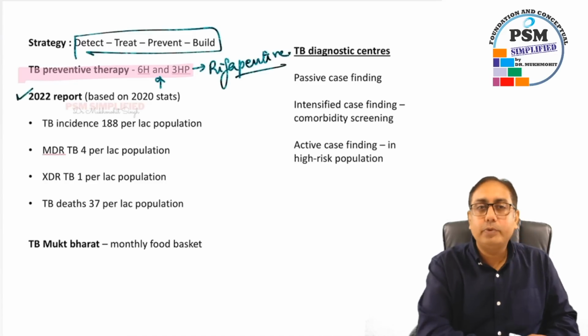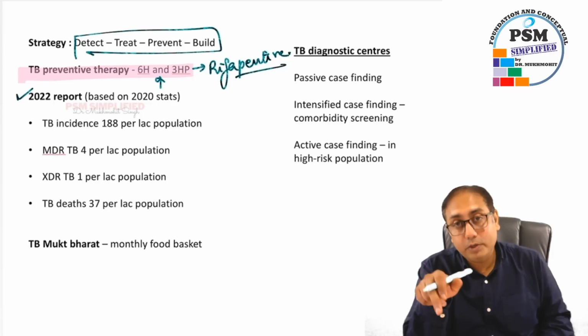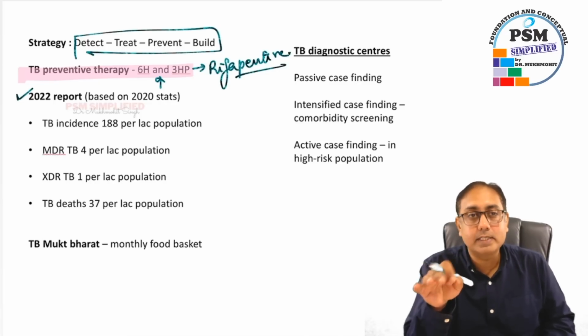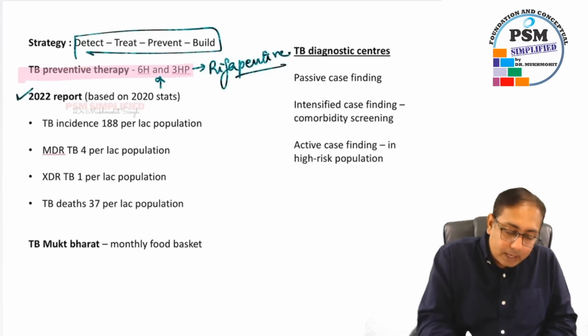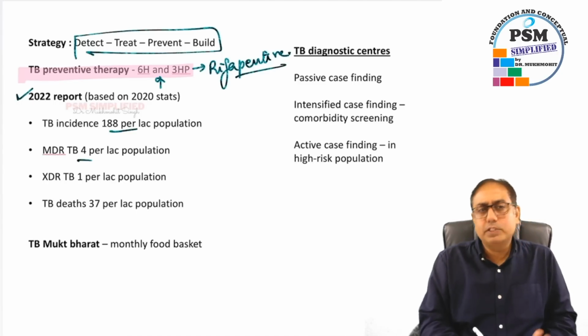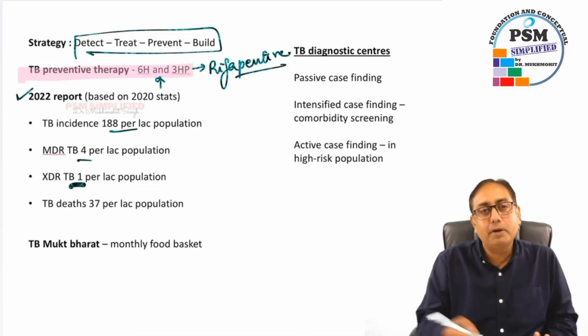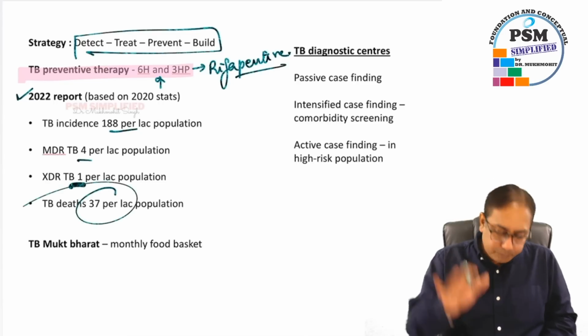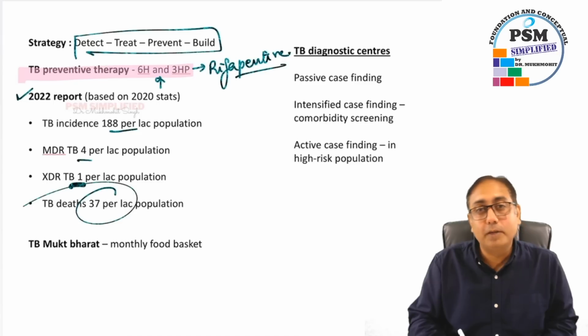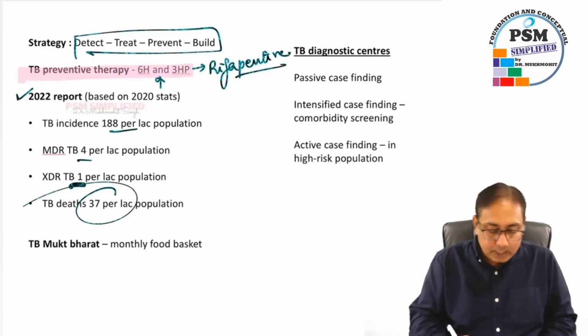The TB India 2022 report, which was based on the 2020 statistics, says that the TB incidence in India is 188 per lakh population. MDR TB is 4, XDR TB is 1 per lakh population. The number of TB deaths has reduced to 37. There is a considerable 5-point reduction in the number of TB deaths.